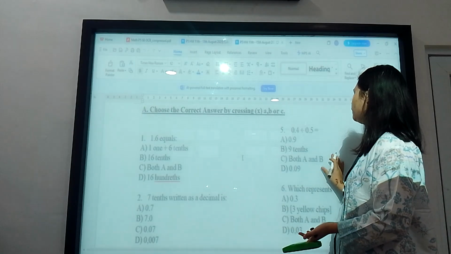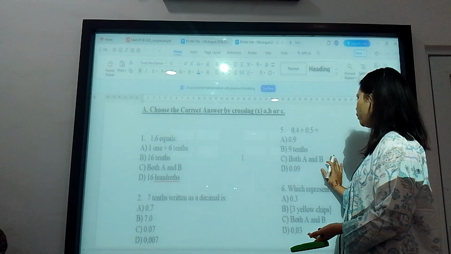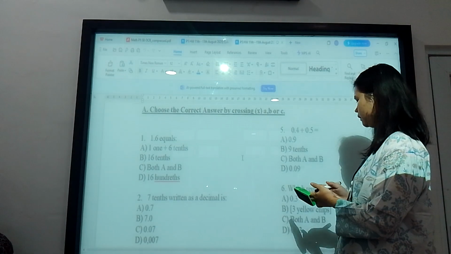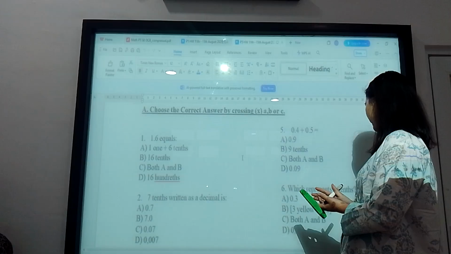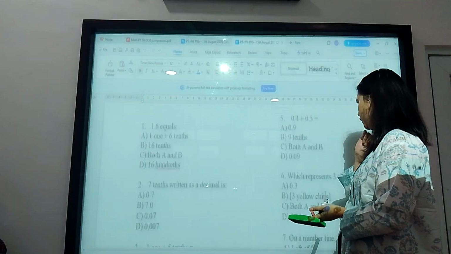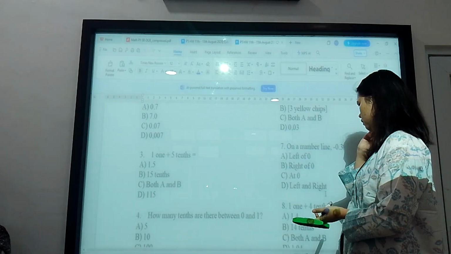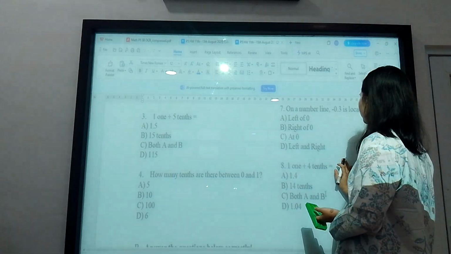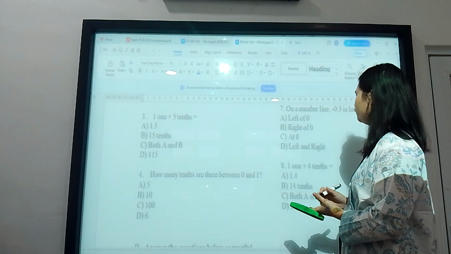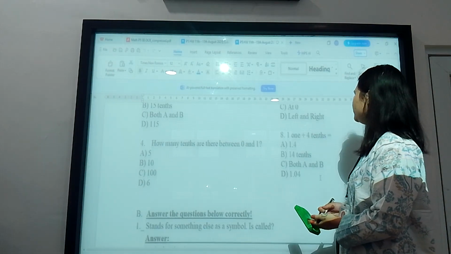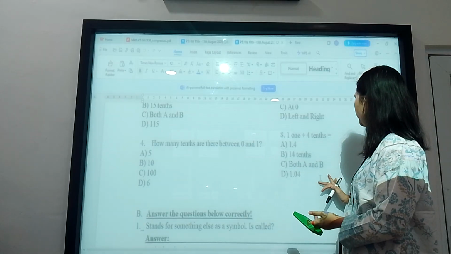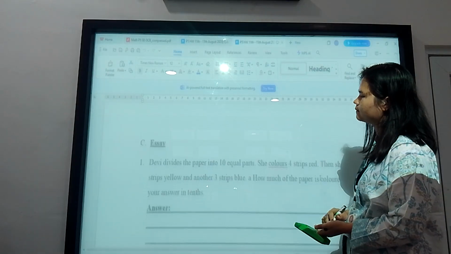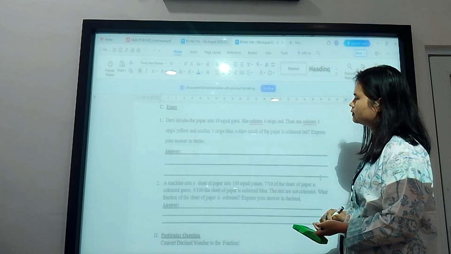Number 5. Okay, number 5. 0.4 plus 0.5, it's equal C, both A and B. Okay. Number 6, which represents 3 tenths, it's A, 0.3. Next. 7. On a number line, minus 0.3 is located at the left of 0. 1 and 4 tenths equal, it's both A and B, C. Okay, you can go to the essay now, please.